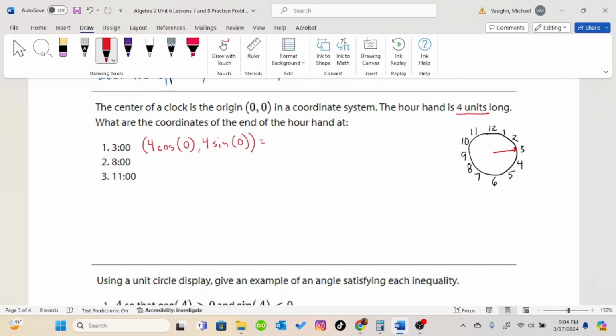Now 4 times 1 would be 4. The sine of 0, which is the y value when we are at x equals 1, is 0. And 4 times 0 is 0. So the coordinates at 3 o'clock would be 4, 0.